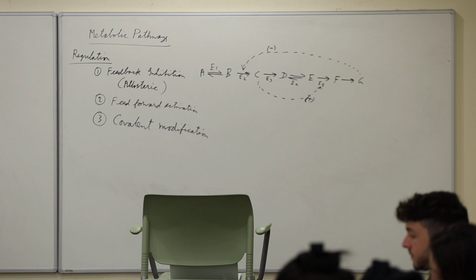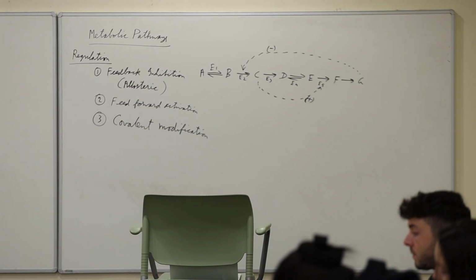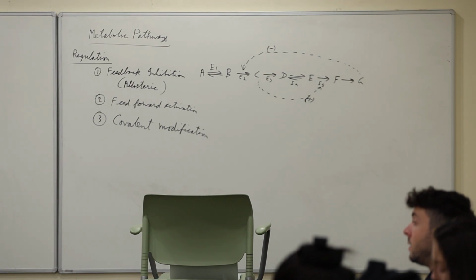Covalent modification means a covalent bond is formed. Allosteric inhibition is not forming a bond. It's just binding of two things, the binding of the activator or inhibitor to the enzyme. Covalent modification actually forms a bond.